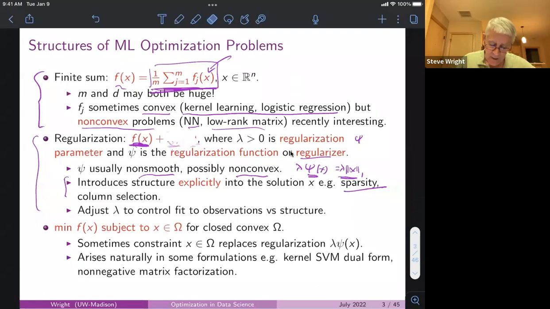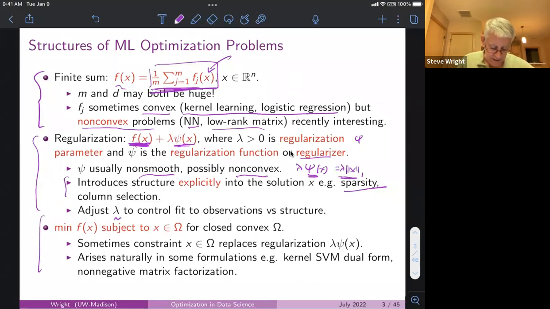And then you have to figure out how to choose the lambda to decide a trade-off between fitting the data, which is the F term, and getting the kind of structure that you want, which is the psi term. So anyway, this is another very common form of problem that we're called on to solve in machine learning.